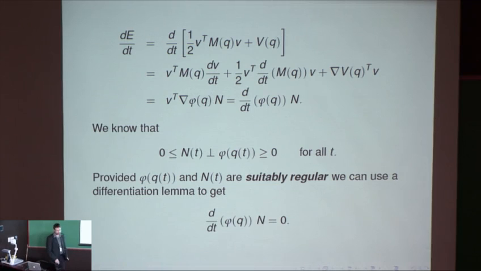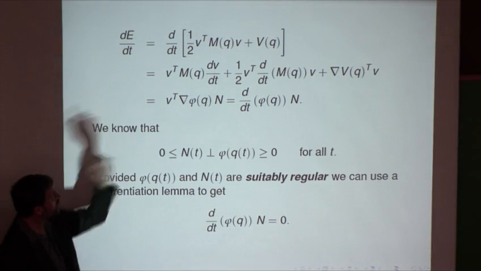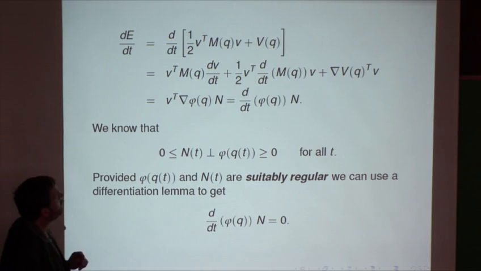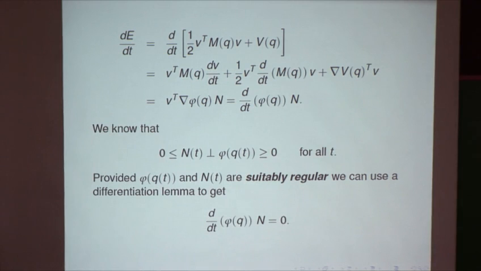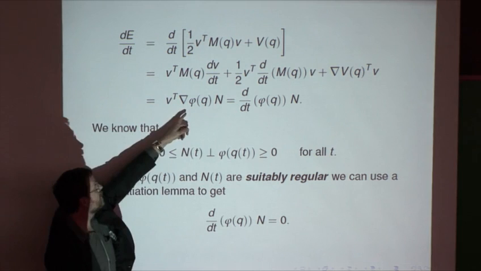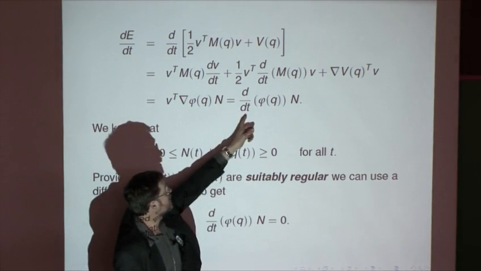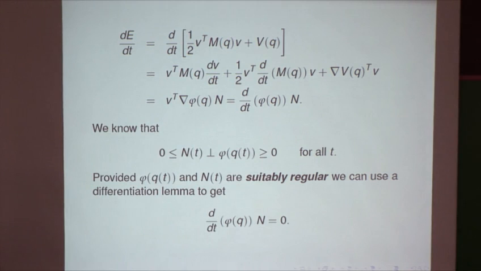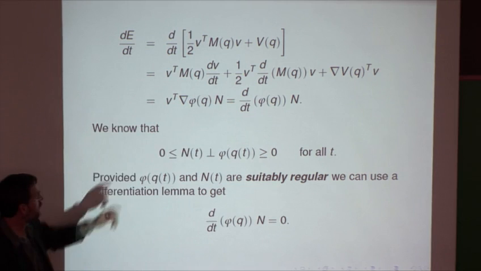Okay. Differentiate the energy. Just use the usual rules. And we get this. And this term here, you can relate to the little k of q, v, and you can eliminate that. And you end up with this expression: the dot product of velocity with the gradient of phi times n, which is just d/dt of the constraint function times the normal contact force. Now, what do we know? We know this. For energy conservation, what do we want? We want this to be zero. Can we go from this to this? Yes, if they are suitably regular.